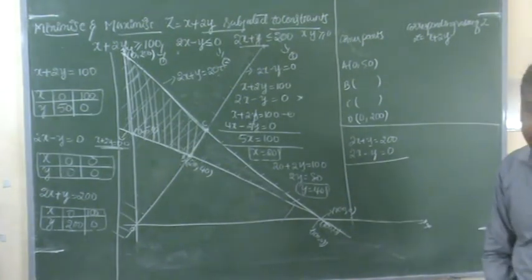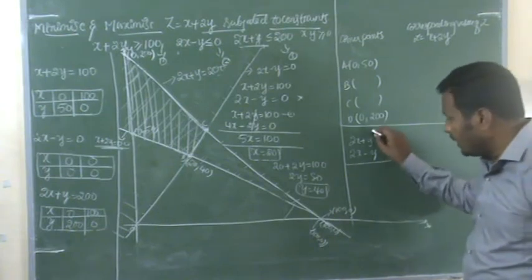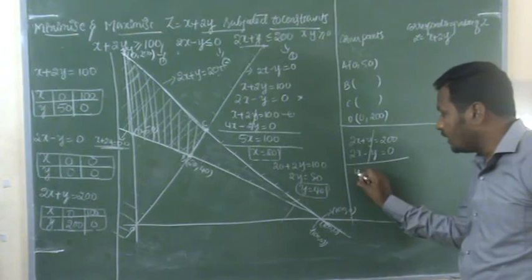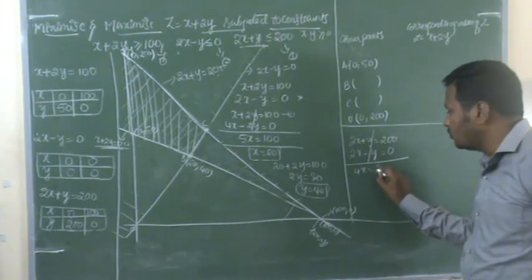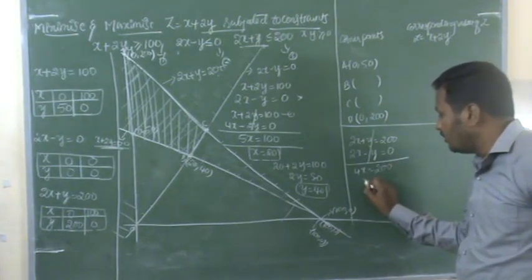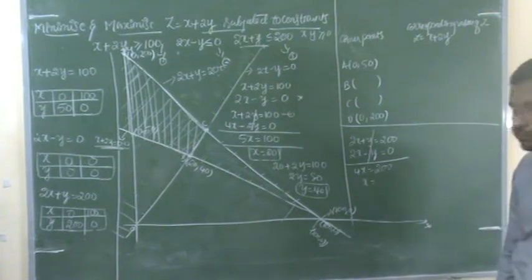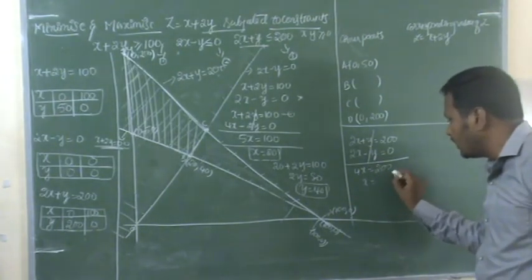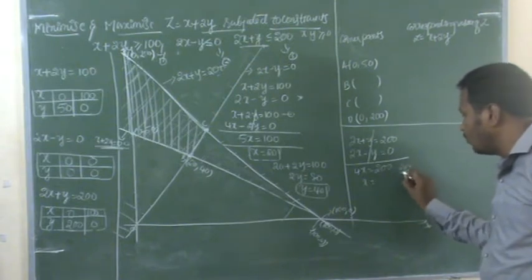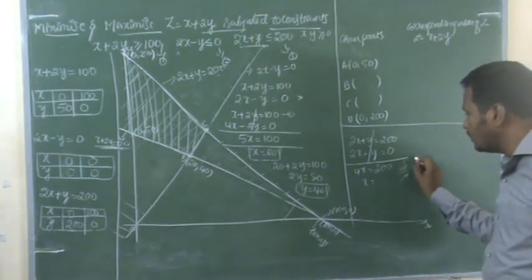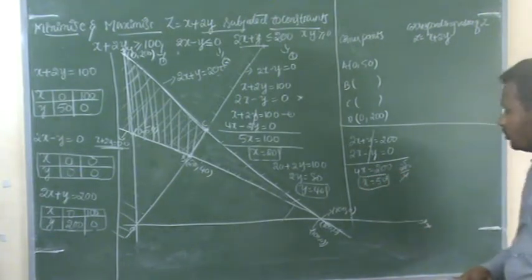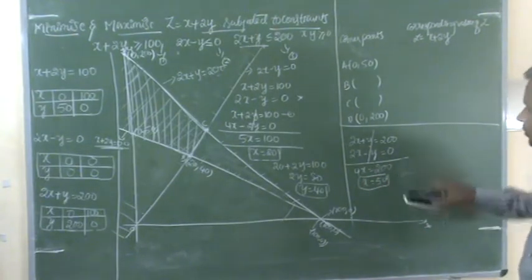By adding, y gets cancelled. Here 4x is equal to 200. Therefore x is equal to 200 divided by 4, which is 50. X is equal to 50.